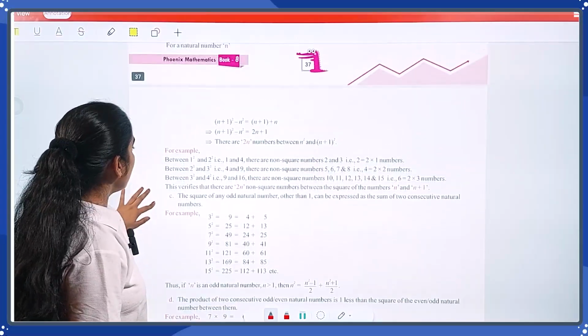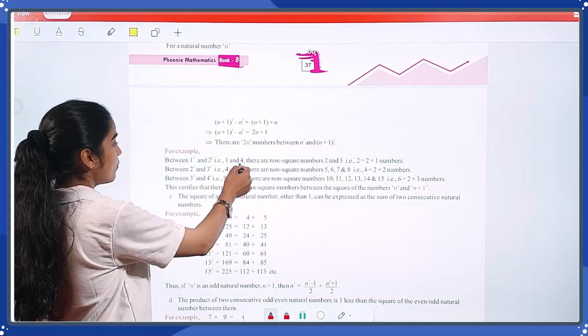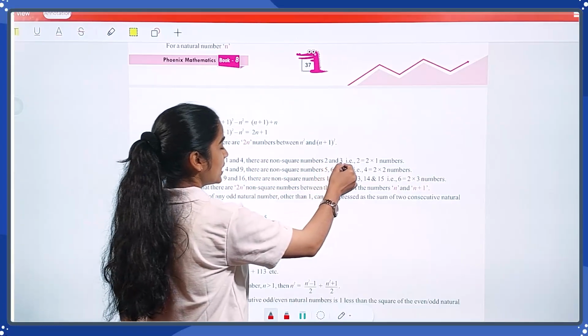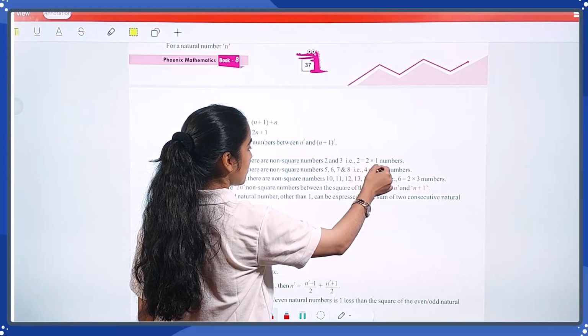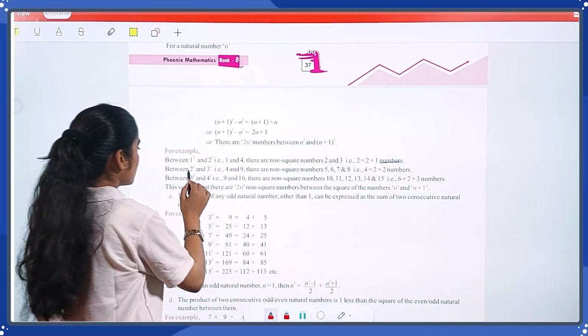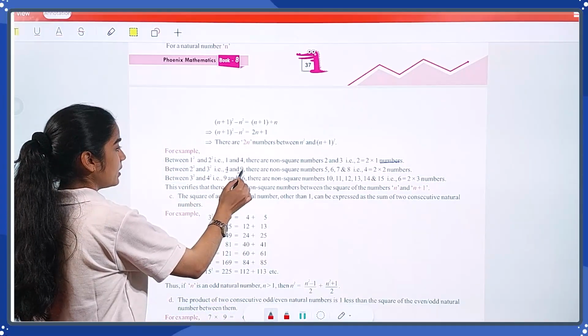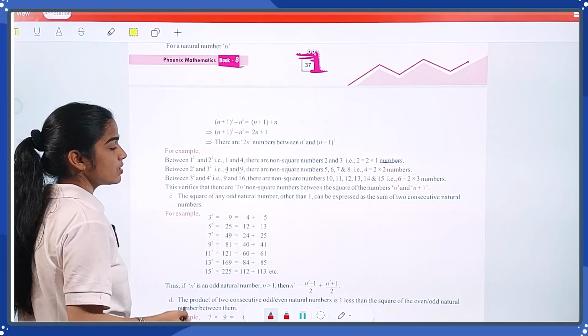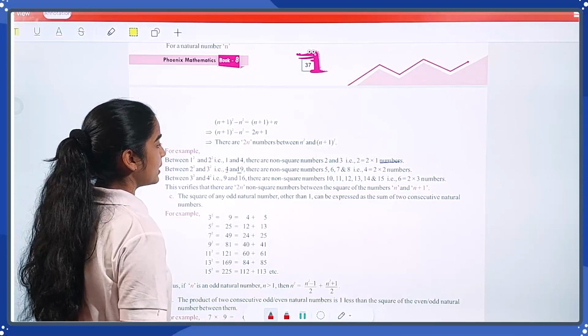For example, between 1 square and 2 square, that is 1 and 4, the non-square numbers are 2 and 3. 2 is equal to 2 multiplied by 1. Now between 2 square and 3 square, that is 4 and 9, the numbers are 5, 6, 7, which means 6 numbers, and 4 is 2 multiplied by 2.